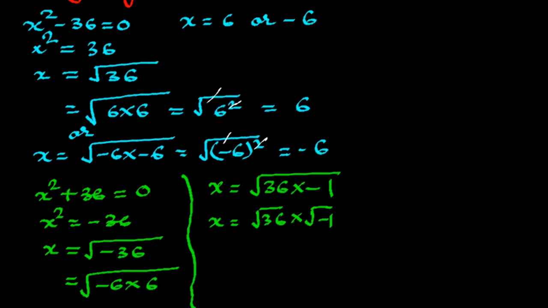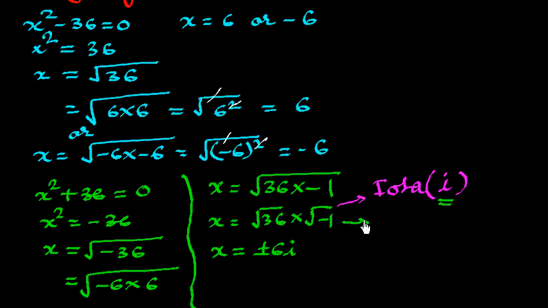Here this root minus 1 is called iota, or it could be denoted by italic i, small i. So we get here x is equal to the square root of 36, which is plus minus 6, and this root minus 1 we could write as italic i. So x is equal to plus minus 6i. So here also we get the imaginary number. The unit imaginary number is root minus 1, which can be denoted by i.